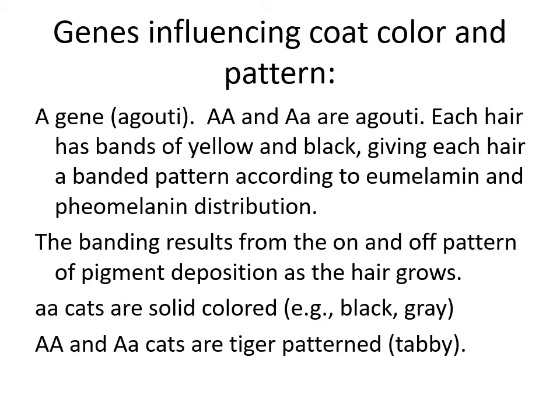Okay, so the agouti, big A or big A little a cats are agouti, and each hair has bands of yellow and black. So as the hair grows out, there are going to be pulses of synthesis of the two different types of melanin, the black eumelanin and the yellow pheomelanin distribution. So the banding pattern results from the on and off pattern of pigment deposition. So if you're agouti, you're going to have a tigery pattern that you can see. But if you're a non-agouti, little a, you're going to be solid color, black or gray or whatever else is determined by the other genes in your genotype.